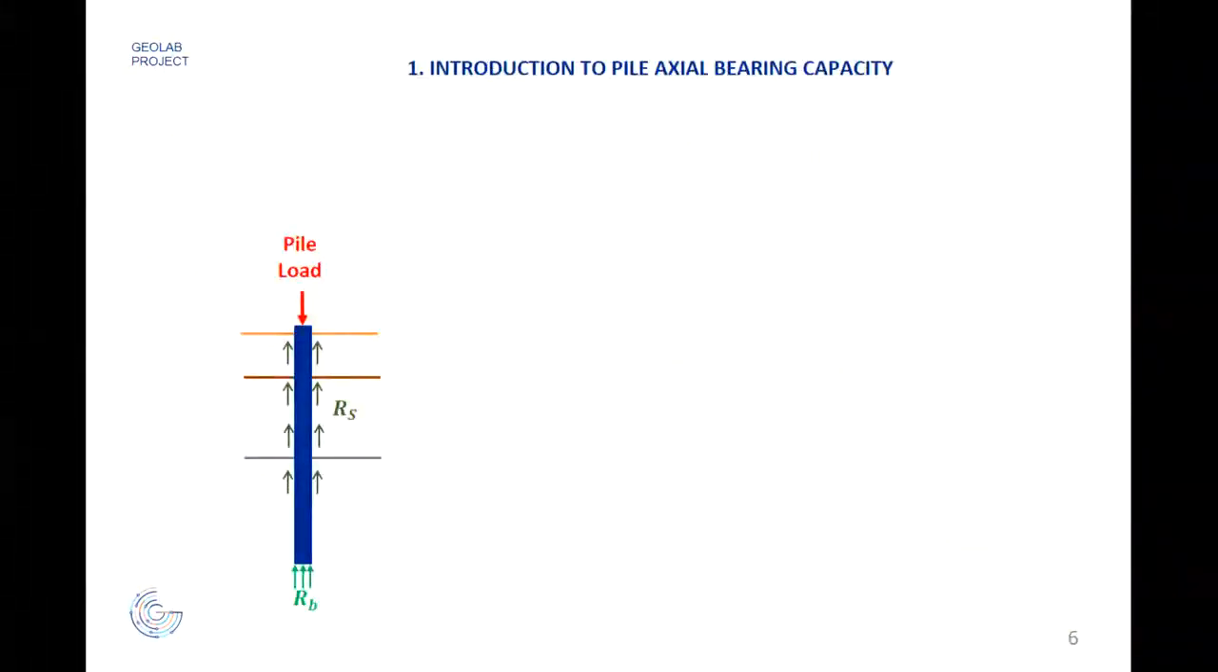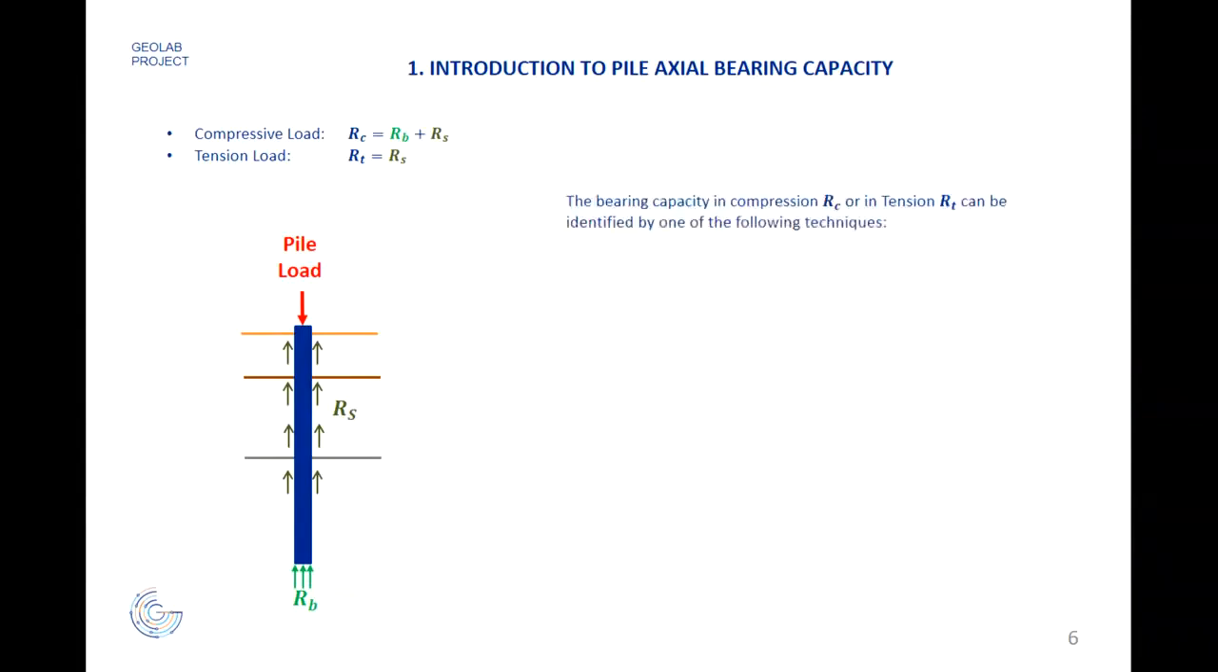Okay, so we can split the applications in two parts. If we have a compressive load, we will use both the end bearing resistance and skin friction. But if we have a tension load, only the skin friction will be taken into account in the resistance of the pile.